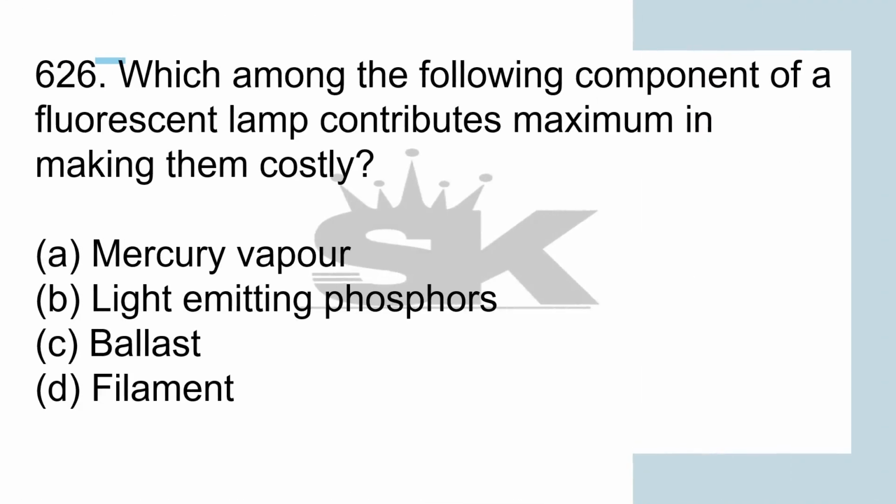Which among the following components of a fluorescent lamp contributes maximum in making them costly? Answer is ballast. The inclusion of ballast in each individual bulb raises the cost of the bulb, but the overall cost to the consumer is still lower because of reduced energy consumption and the longer life of the bulb.